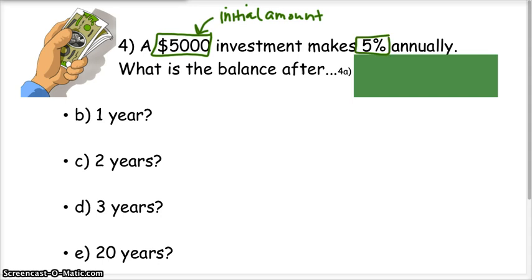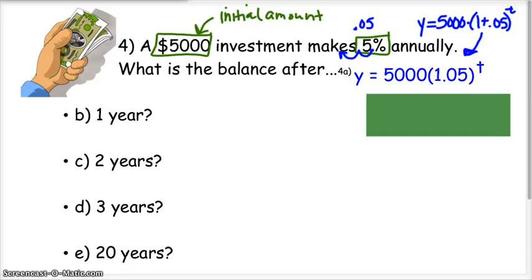It's going to make 5% annually. 5% as a decimal would be what? You should move your decimal point 2 places to the left and show 0.05. Pause the video and write your equation for part 4A now. You should have 5,000 times the quantity 1 plus 0.05, all raised to the t power. It's 100% of the money you deposit plus 5%. And when I simplify, I get this for my equation.